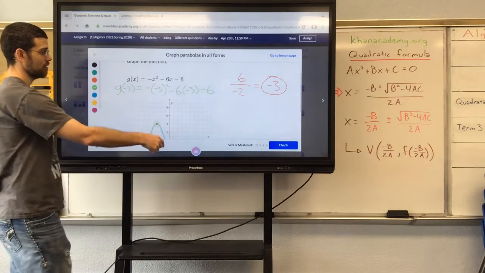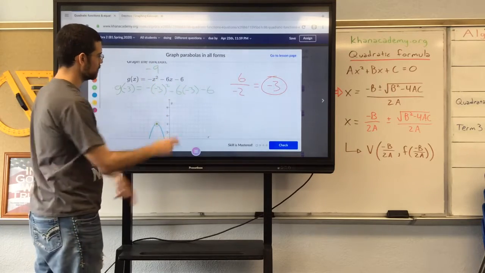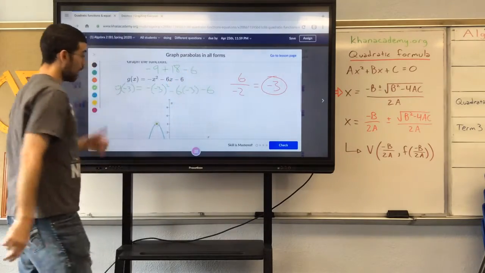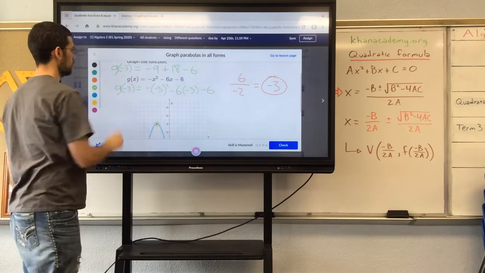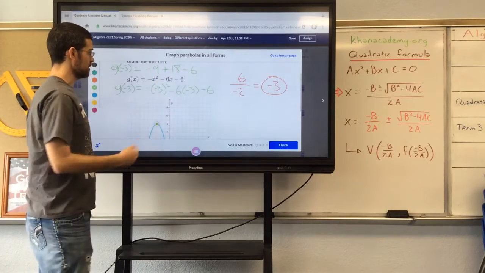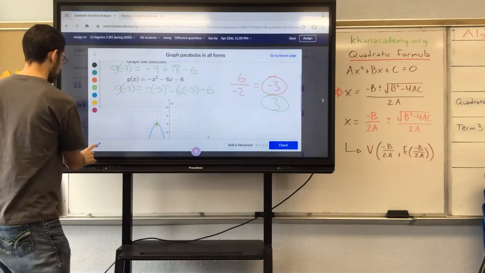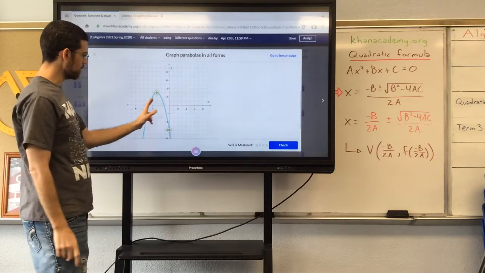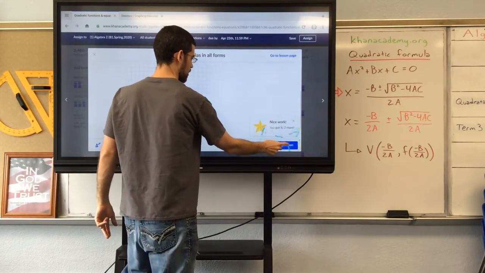So -3 squared is 9, so I've got -9. -6 times -3 is positive 18, minus 6. So this is equal to g of -3. -9 plus 18 is 9. 9 minus 6 is 3. So 3 is my y-coordinate, and I will make sure I put this on +3. So -3, +3, that's my vertex. Next question.